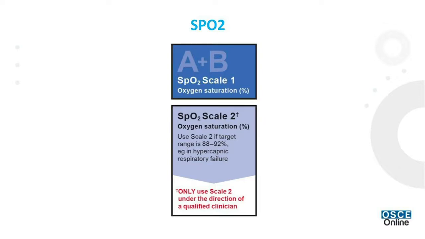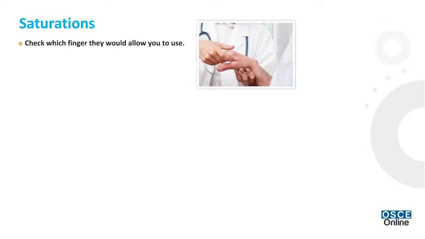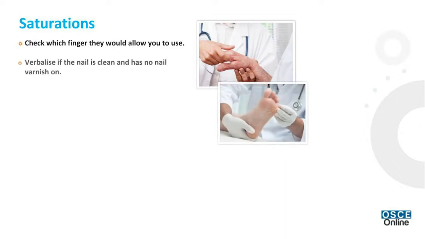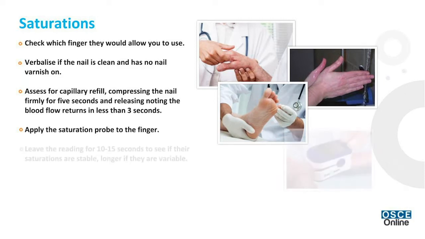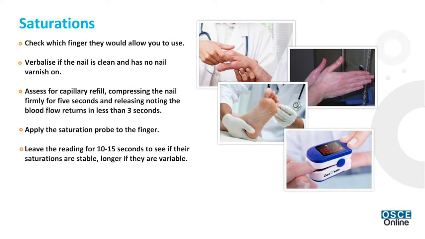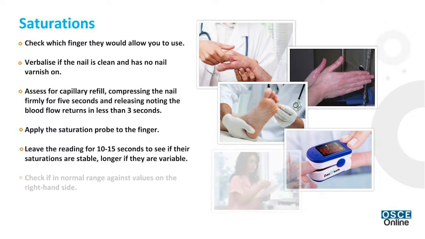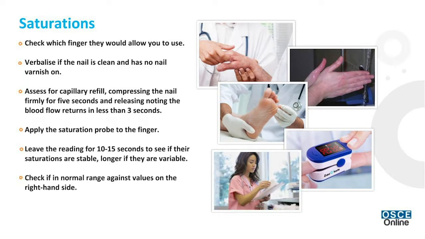SpO2. Saturations. Check which finger they would allow you to use. Verbalize if the nails are clean and have no nail varnish on. Assess for capillary refill, compressing the nail firmly for 5 seconds and releasing, noting the blood flow returns in less than 3 seconds. Apply the saturation probe to the finger. Leave the reading for 10 to 15 seconds to see if their saturations are stable, longer if they are variable. Check if in normal range against values on the right-hand side.